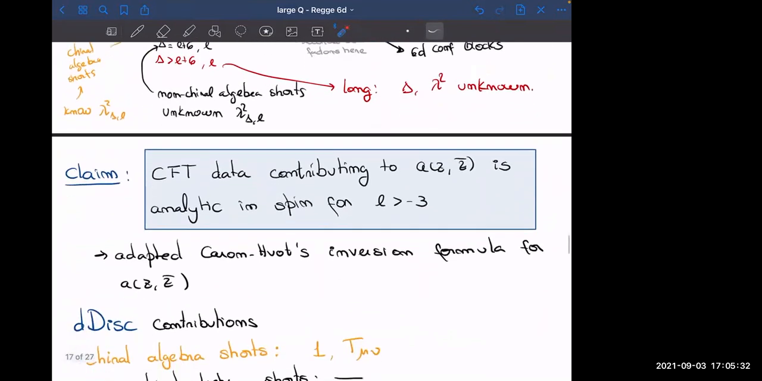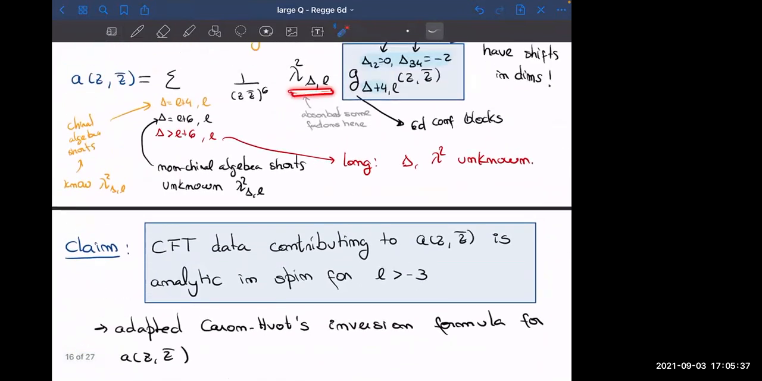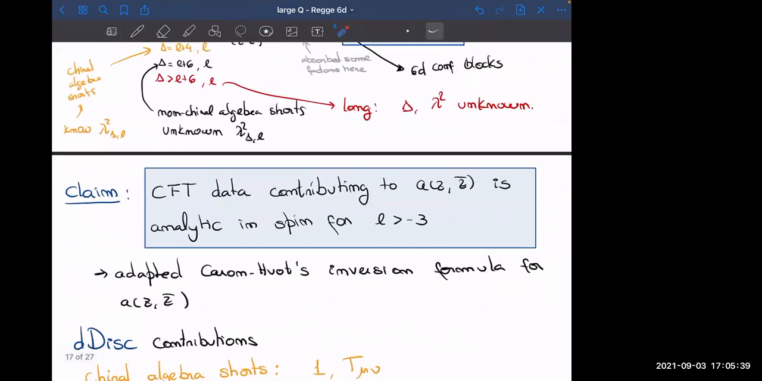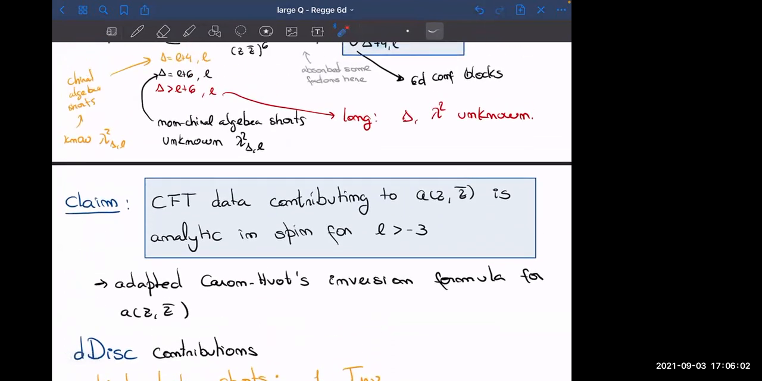And now we can ask what contributes. We get the CFT data that contributes here in terms of some integral of a double discontinuity, and what operators contribute to the double discontinuity. Well, from the chiral algebra shorts, most of them don't actually contribute, even though we know them. I only need to know the identity and the stress tensor. Luckily, these non-chiral algebra shorts I don't know, they don't even contribute because their dimensions are exact double twists. So they're protected to be what they would be in a generalized free theory.